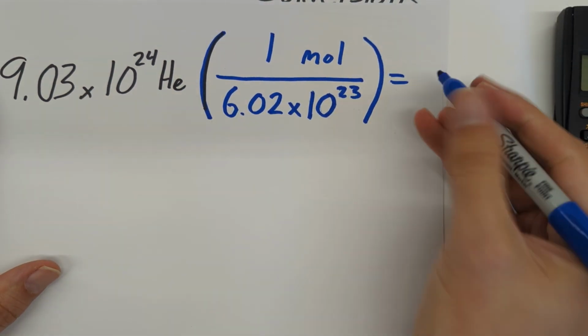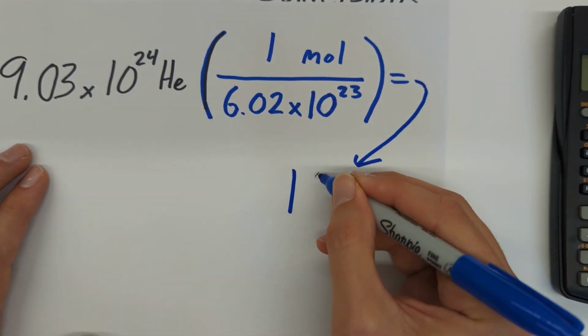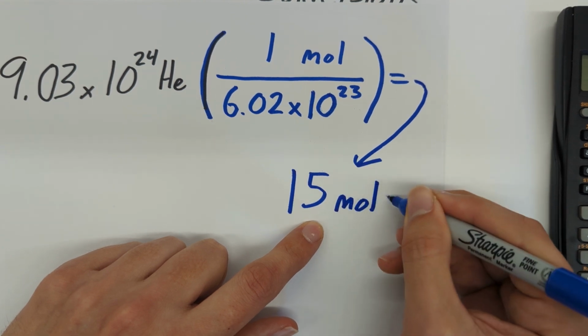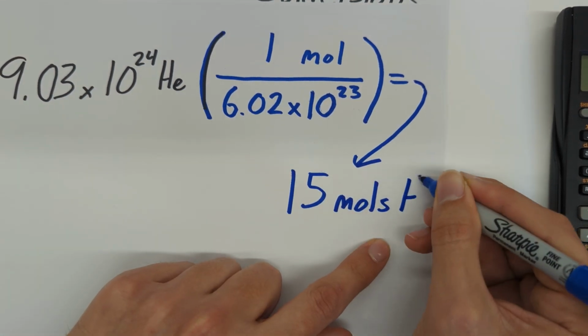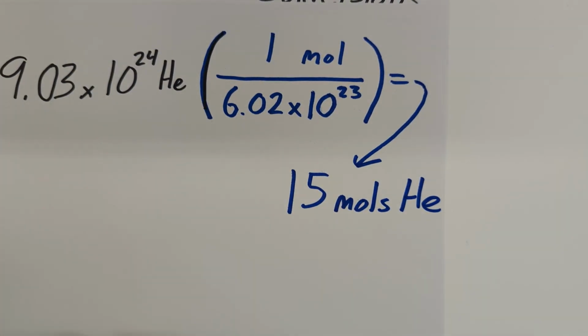Whenever you get moles, it's going to be a much smaller number than how many atoms you have. And that makes it easier for chemists as well. So 15 moles of helium. And that is how we can convert from moles to particles or particles to moles using a scientific calculator.